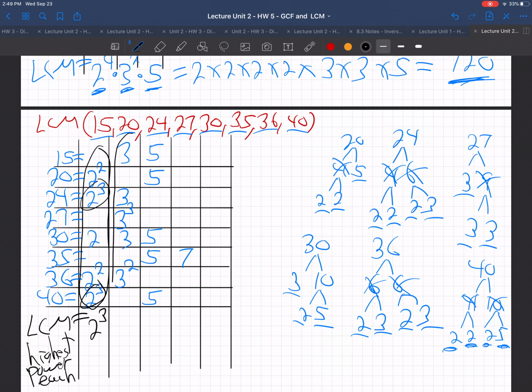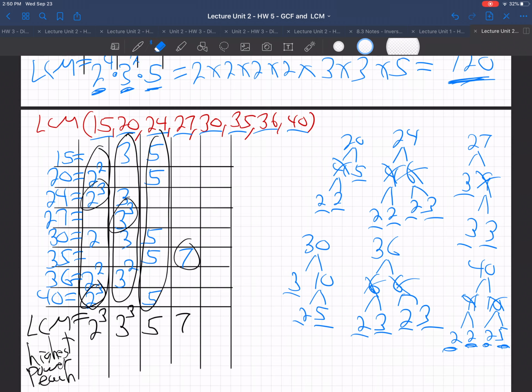What's the highest power on the 3s? Looks like 3 to the third. What's the highest power on the 5s? Well, it looks like just a single 5. And then on the 7s, a single 7. So we've got it.